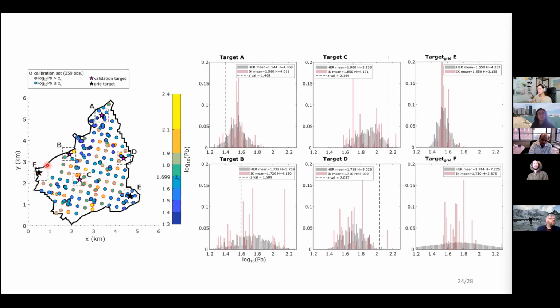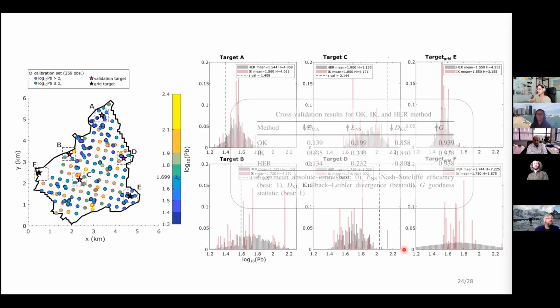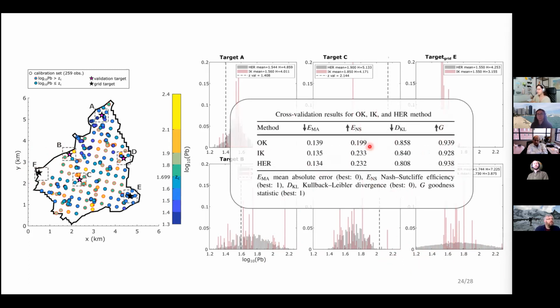One is located in this region of very sparse data, and this other in this very heterogeneous region. So we can also see that although both methods use the same amount of data, indicator kriging predicts distributions with many empty bins in relation to HER. And in terms of performance here, similar errors and Nash-Sutcliffe efficiency were obtained for indicator kriging and HER, while HER has shown slightly better results for the probabilistic predictions.